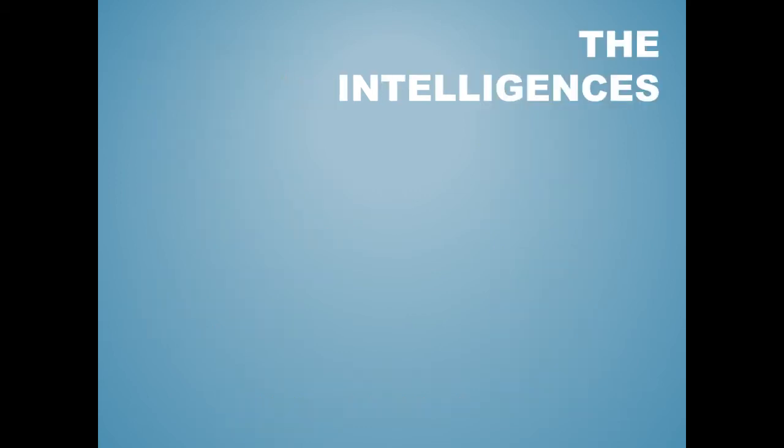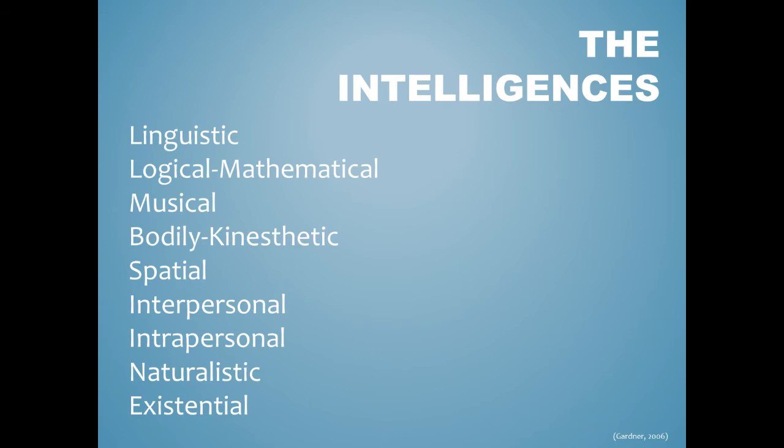The current list of intelligences is as follows: linguistic, logical mathematical, musical, bodily kinesthetic, spatial, interpersonal, intrapersonal, naturalist, and Gardner is currently developing a 9th intelligence, which is existential.